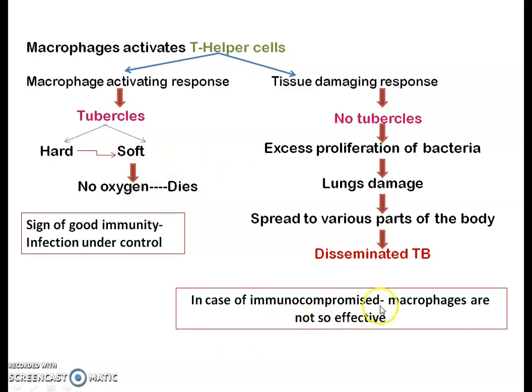But in case of immunocompromised people, macrophages are not effective, so there will be no tubercle formation. The excess proliferation of bacteria will be there. It will eventually lead to lung damage and the spread of the infection to the various parts of the body, and it leads to disseminated TB.